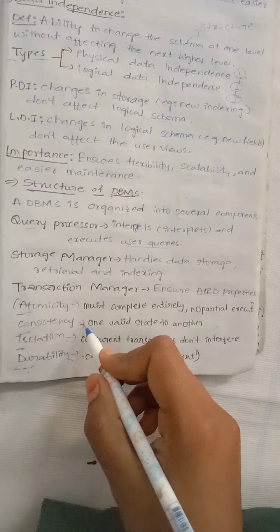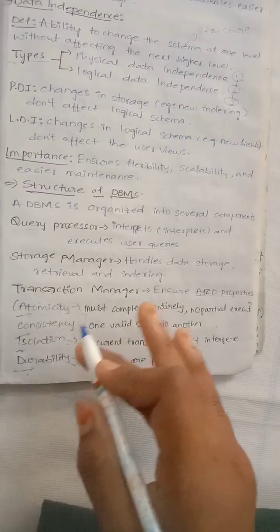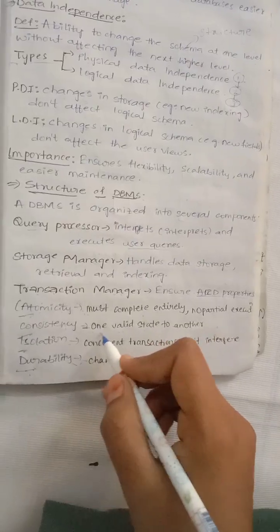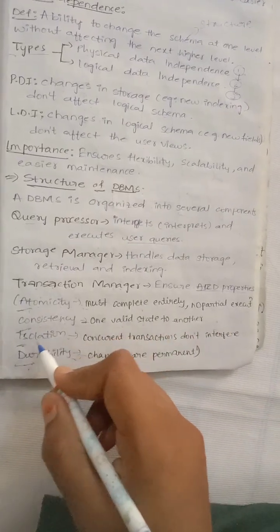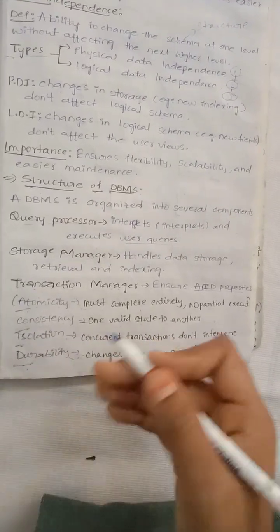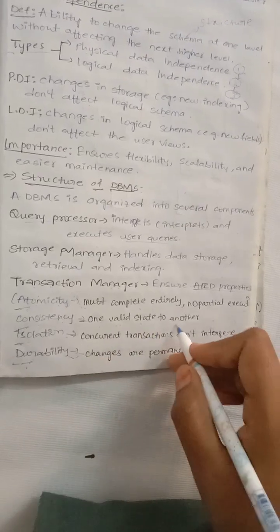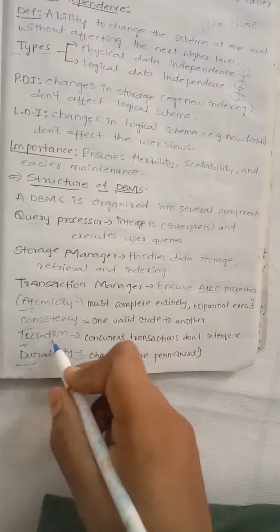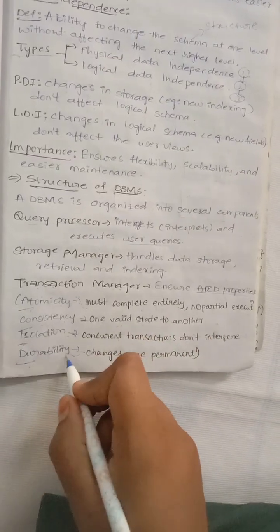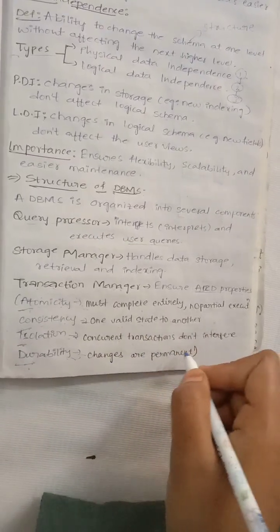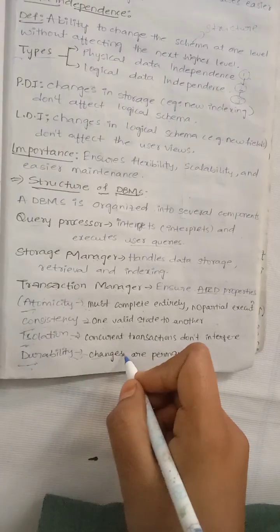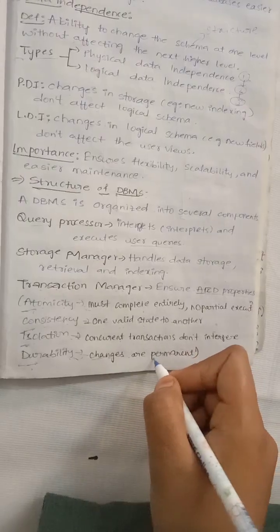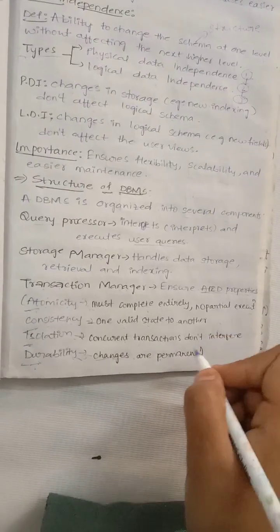Another property is consistency. It should be valid from one state to another state, first state to second state to third state. This property is known as consistency. Isolation is the process where concurrent transactions do not interfere, they should not occur at the same time. This is known as isolation. The last concept is durability. Changes are permanent. Once changes are made, they are permanent. This is known as durability.